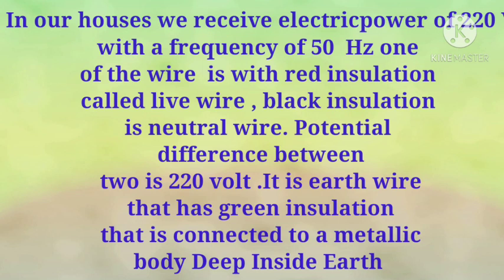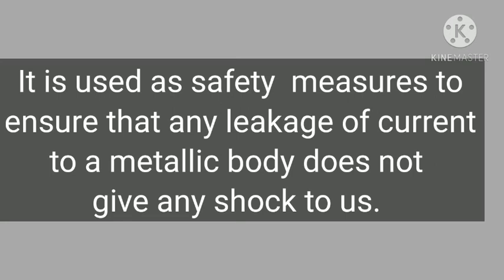One of the wires in this supply has red insulation and is called the live wire. The other one has black insulation, and it is neutral. The potential difference between the two is 220 volt. The third is the earth wire, which has green insulation, and this is connected to a metallic body deep inside the earth. It is used as a safety measure to ensure that any leakage of current to a metallic body does not give us any shock.